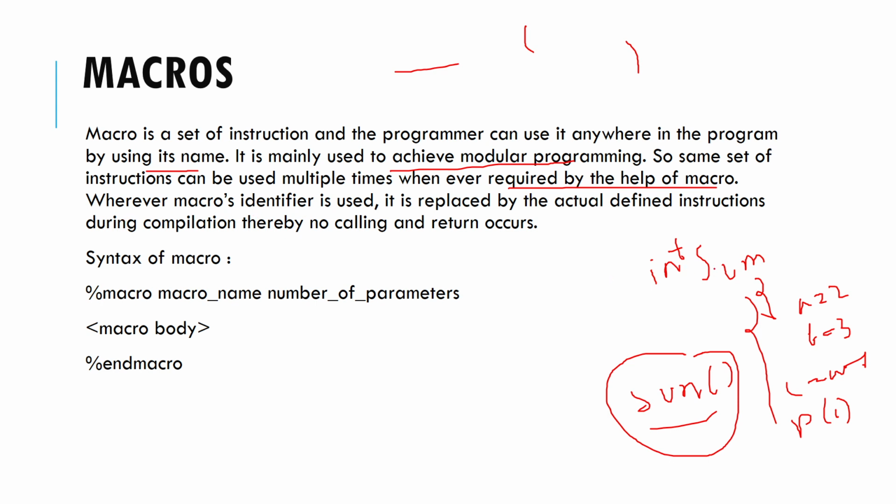Here we define a function, int sum. This is the function definition. Then somewhere in the program where we need to call it, we simply write the function name. But in the case of a macro, we write the macro identifier. It replaces the actual definition instructions during compilation, so no calling or return occurs. There is no need for calling; it directly replaces the actual defined instructions.